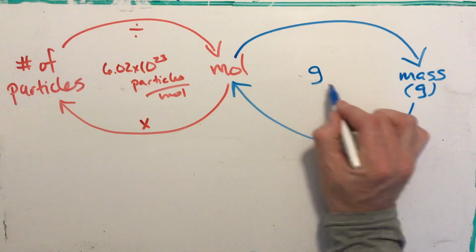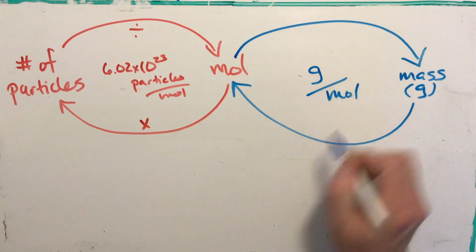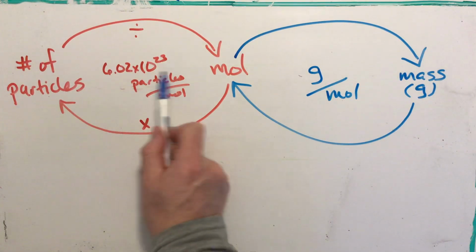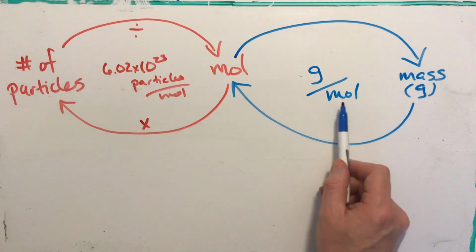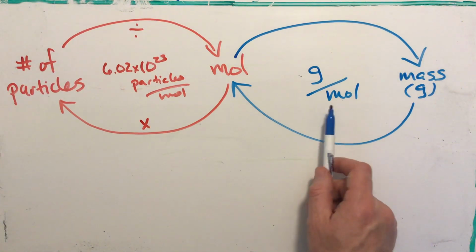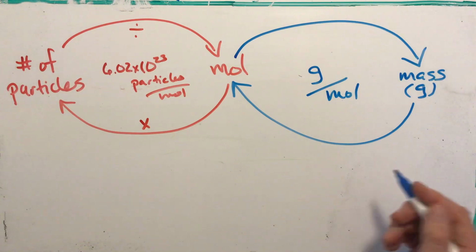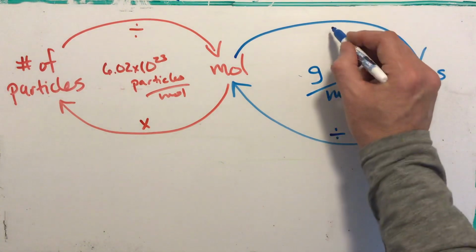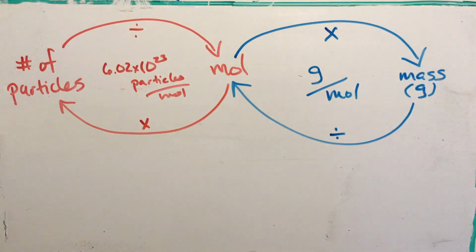To do that, I need the molar mass. This loop always uses this same number, the 602 hexillion. This loop, like we said, it varies. It depends on the substance because each substance is made of different atoms with different weights. No fixed number here. You got to use the formula. And we said this way was divide and this way is multiply.